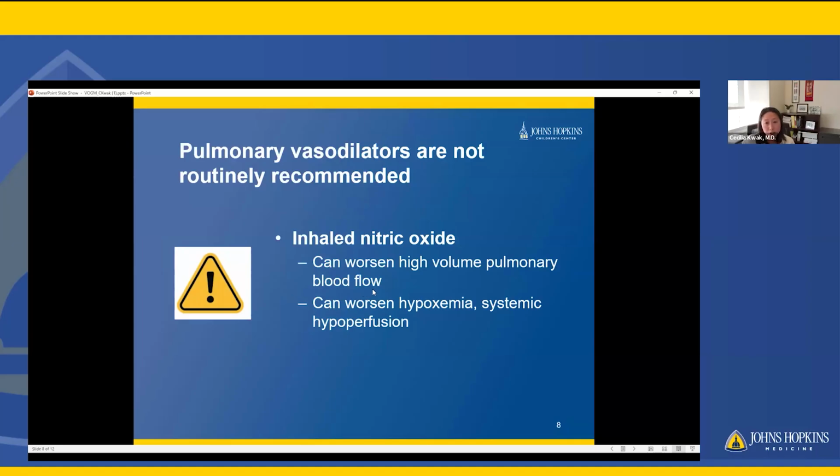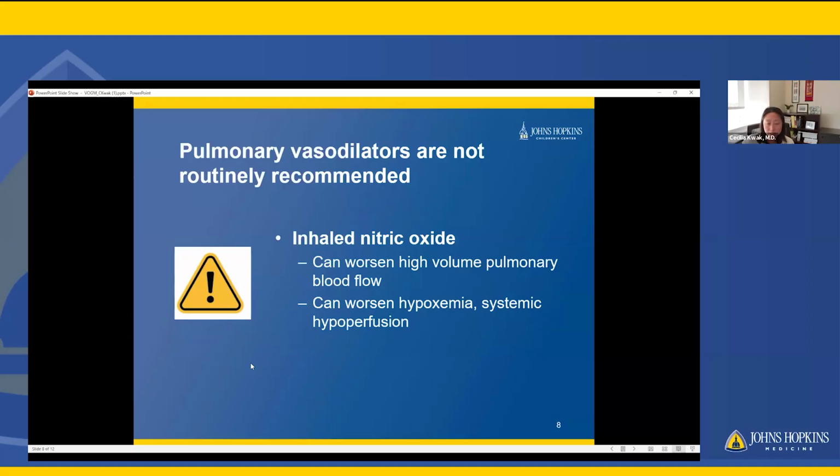I think there's been some evidence that shows that it can worsen high volume pulmonary blood flow. So you are going to vasodilate those pulmonary arteries and just flood your lungs. You could potentially then worsen systemic hypoperfusion, so worsen lactic acidosis, worsen hypotension. And so I think overall, many cases have shown that there's limited benefit, and you can worsen things for the baby. And so I think ultimately we don't routinely recommend it.